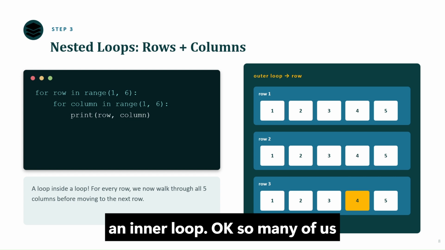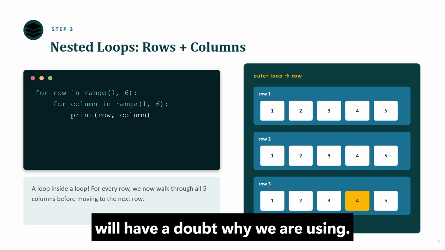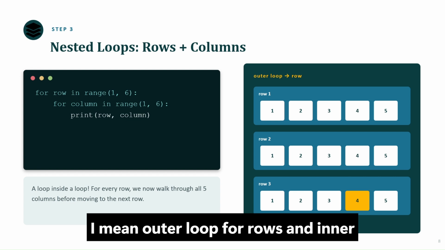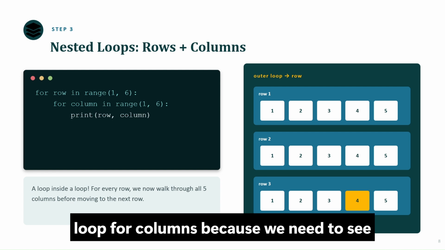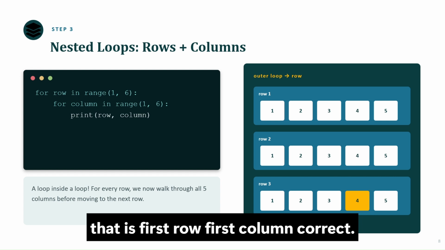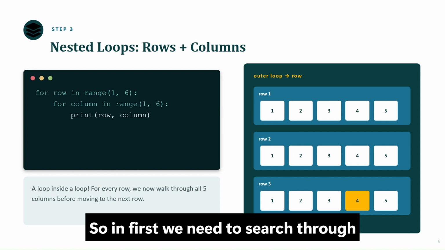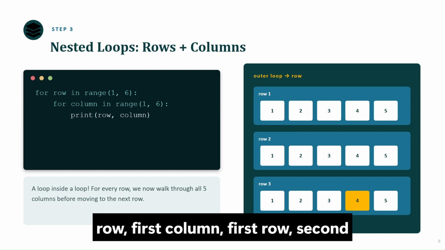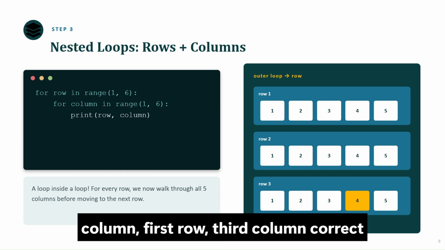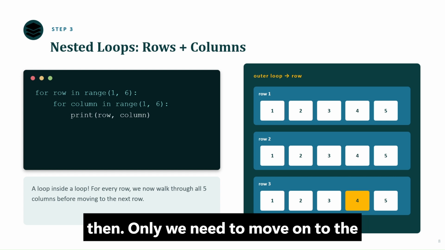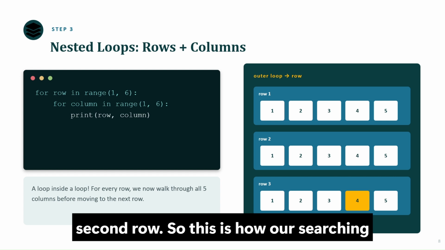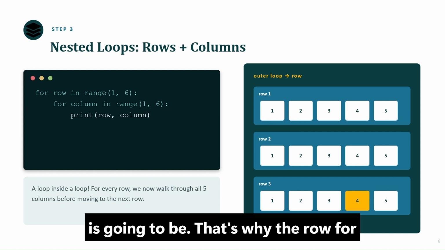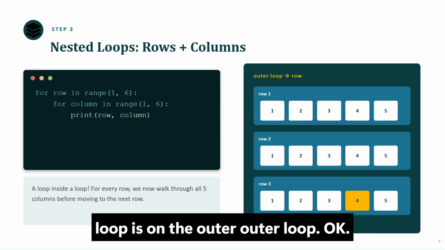Many of us will have a doubt about why we are using the outer loop for rows and the inner loop for columns. Because we need to see first row, first column, correct? So first we need to search through the first row in all the columns. First row, first column, first row, second column, first row, third column, correct? Then only we need to move on to the second row. So this is how our searching is going to be. That's why the row for loop is the outer loop.